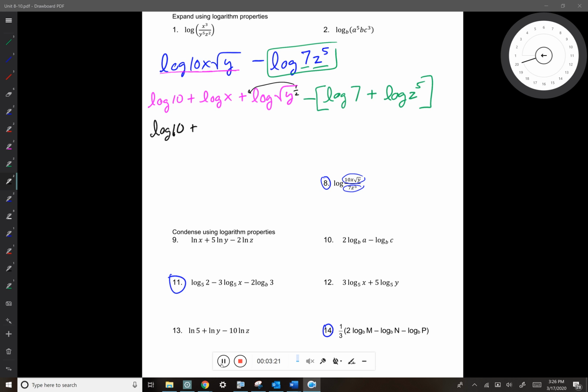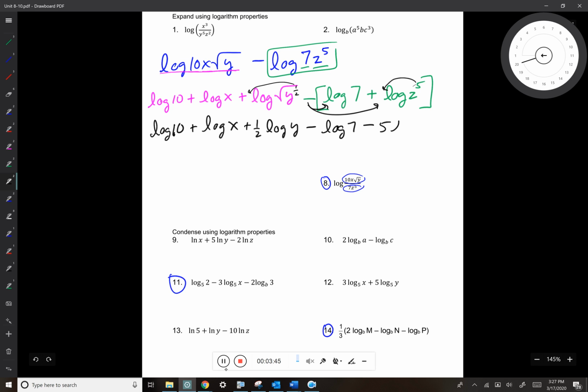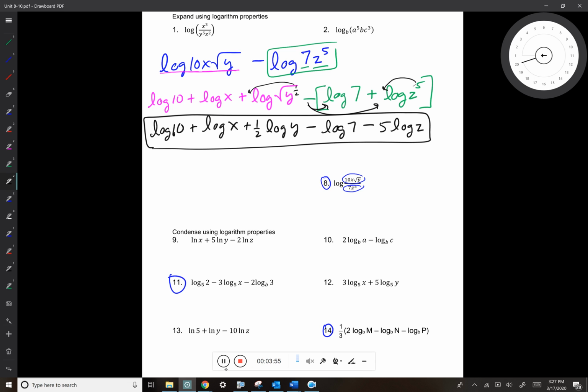Anyway, so I've got my log of 10 plus log of x, not changing anything there. I'm going to move that 1/2 down in front, so it's going to be plus 1/2 log of y. Now I'm going to distribute this minus to both of these. So it's going to be minus log of 7 minus, and then on this one I'm going to move that 5 down in front. So it's going to be 5 log of z. So this is completely expanded as much as we possibly can for number 8.